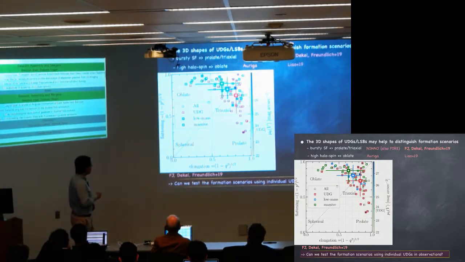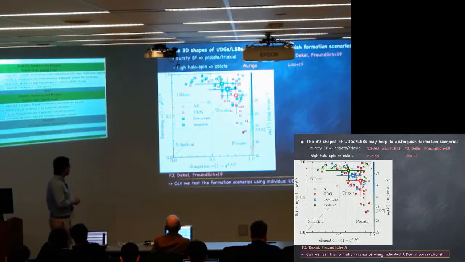So for example, here we measure the shape of NIHAO galaxies. This is flattening, this is elongation, and the UDGs are highlighted in red.